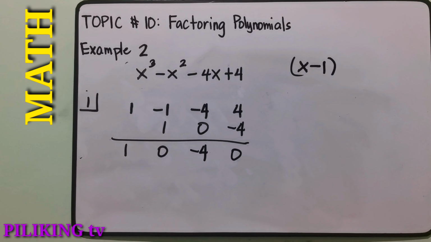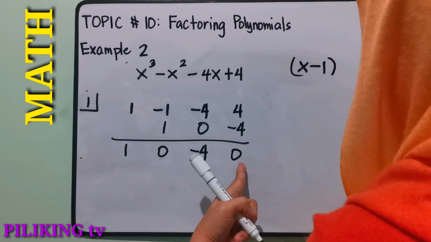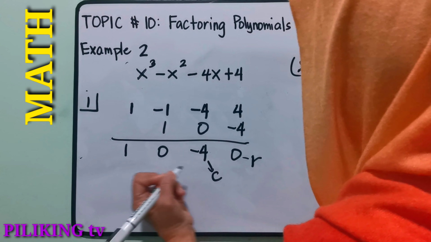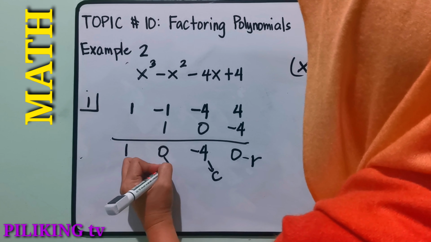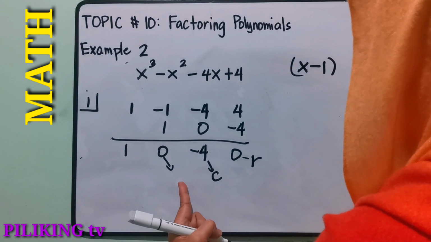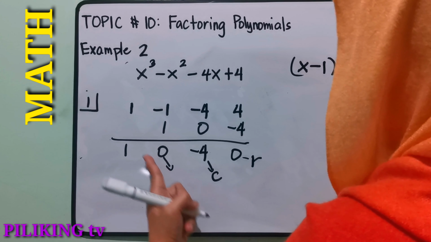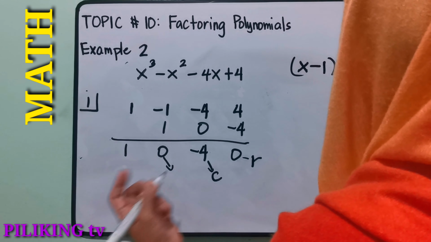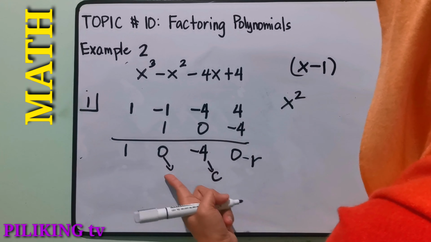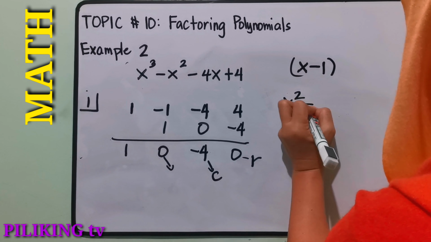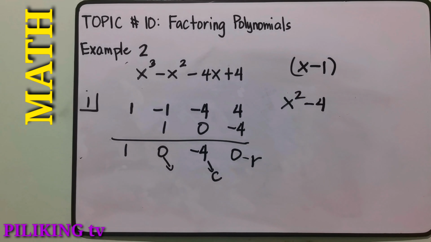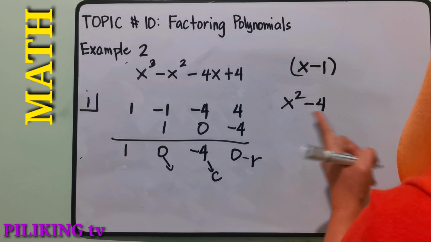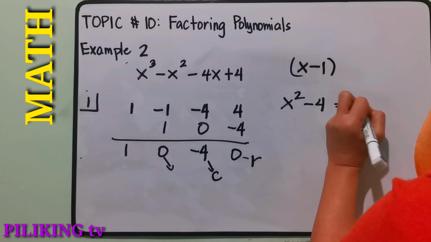Okay, so let us get the other factors. Since we already have 0 as the remainder, the negative 4 would be the constant. Then the next one, since we have 0, that is the coefficient of x. So we do not have x. And the next one, we have the coefficient of x squared. So we have x squared, we do not have x. So x squared minus 4. Okay, so that is our equation now. So let us now get the factors of x squared minus 4 is equal to 0.